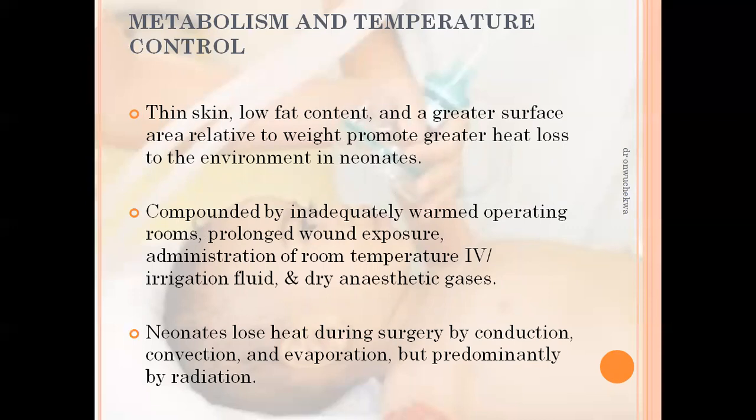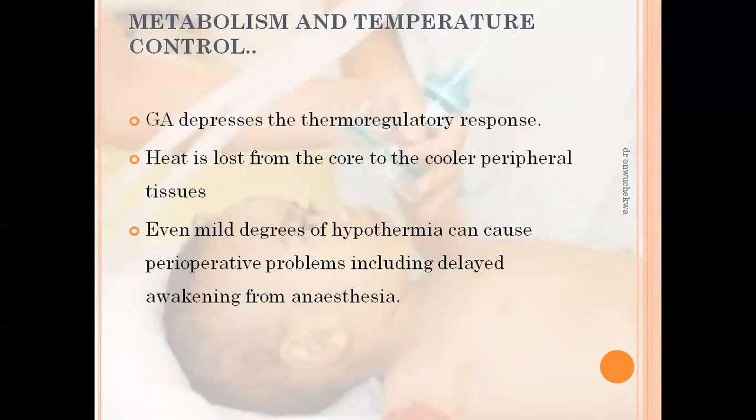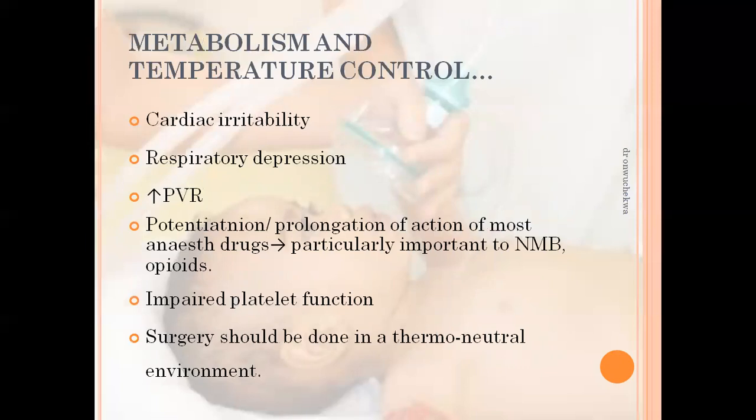Neonates lose heat during surgery mainly by radiation, but also by convection, evaporation, and conduction. Also, general anesthesia depresses the thermoregulatory response. Heat is lost from the core to the cooler peripheral tissues. Even a milder degree of hypothermia can cause perioperative problems, which may include delayed awakening from anesthesia, cardiac irritability, and respiratory depression. It can potentiate or prolong the action of most anesthetic drugs, particularly the neuromuscular blockers and opioids. They also impair platelet function. So surgery should be done in a thermoneutral environment.